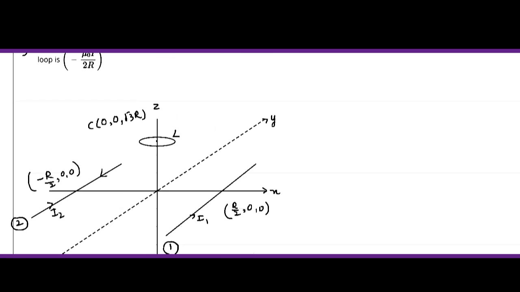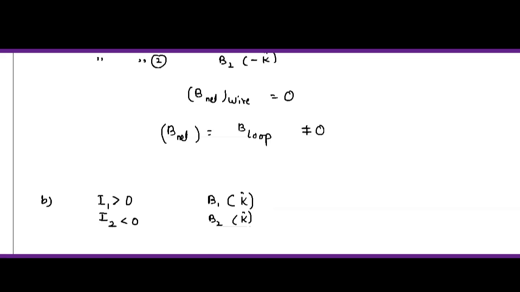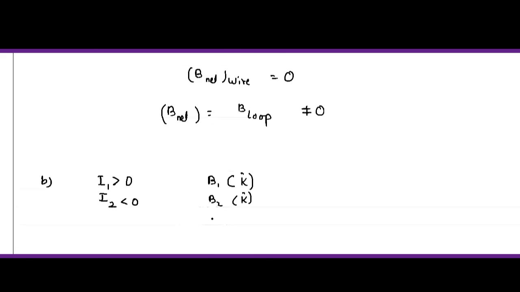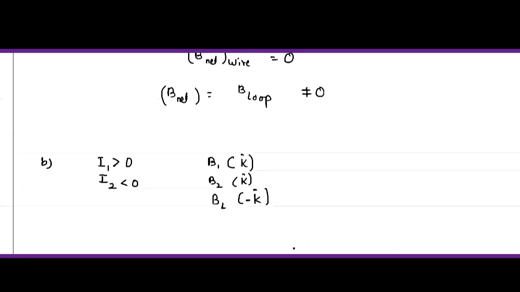Now the magnetic field due to the loop. If we are seeing from above, the current is flowing like this. So that means the magnetic field at the center would be in the minus k cap direction. So the magnetic field due to the loop would be in the minus k cap direction. Okay, so what would be the value of the net magnetic field?